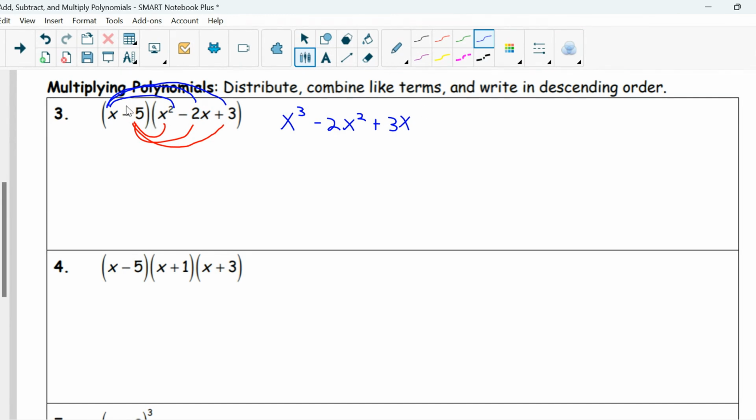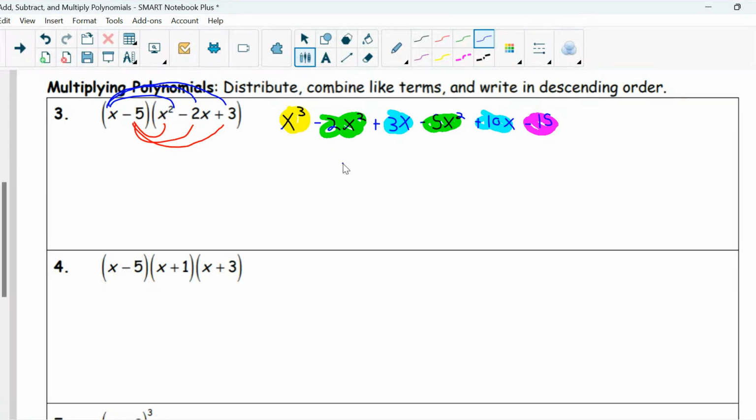Then I'm going to do the same with negative 5. Negative 5 times x squared gives me negative 5x squared. Negative 5 times negative 2 gives me positive 10x. And negative 5 times 3 gives me negative 15. Once you're here, this is when we're going to combine like terms. I'll highlight it just so you guys can see it, but many of you will just go through and complete this process just fine.